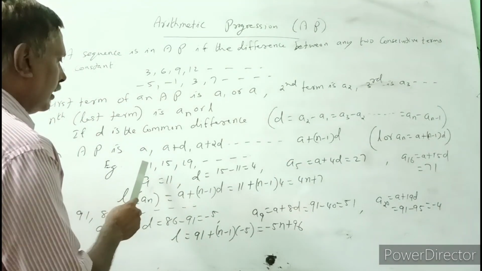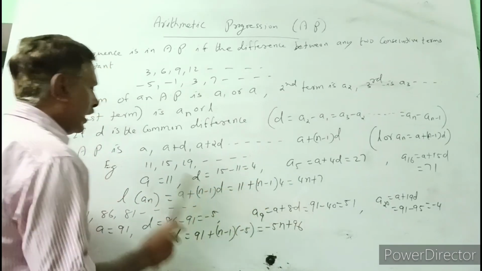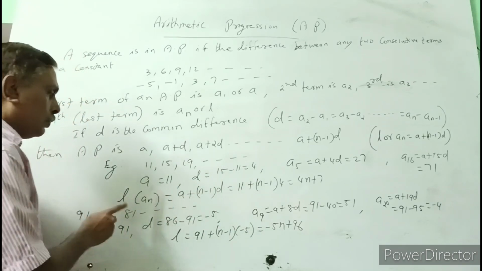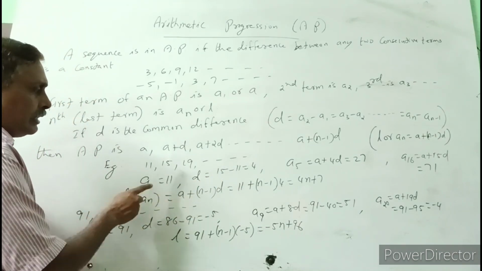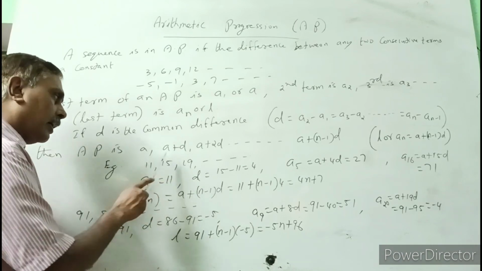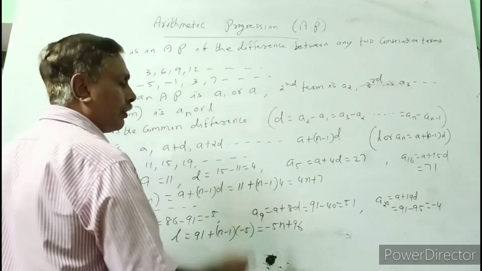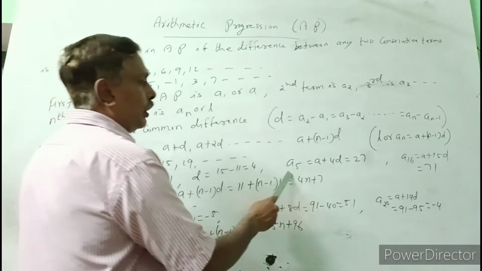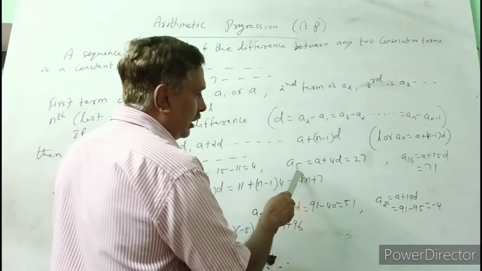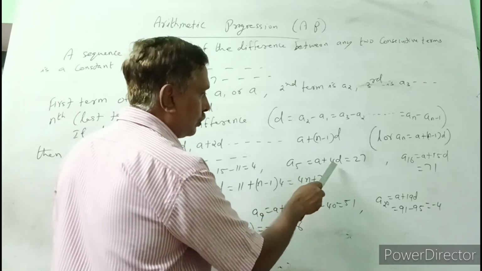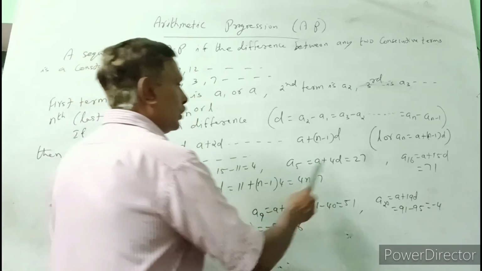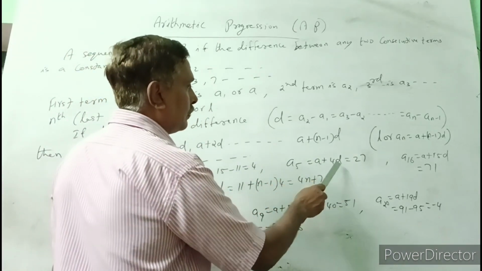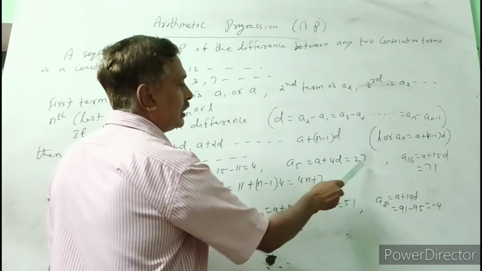For example, I took 11, 15, 19, etc. These are in AP because 11 plus 4 is 15, 15 plus 4 is 19, etc. So A is 11, the first term is 11. D is the second term minus the first term, or you may take the third term minus the second term. Anyway, you take D, you will get 4. See, if I want the fifth term, A5, that is A plus 4D. Whatever number is written here, minus 1. So 5 minus 1 is 4D. That is 27, because A is 11 and D is 4. So 11 plus 4 into 4, 16. That is 11 plus 16, 27.